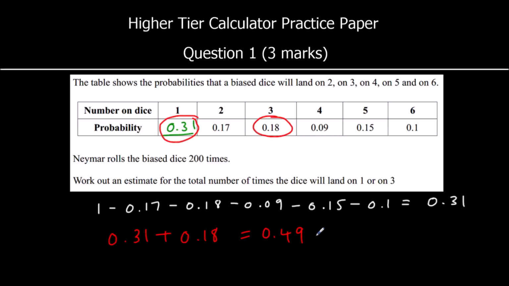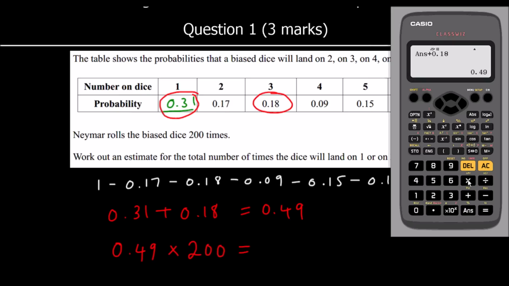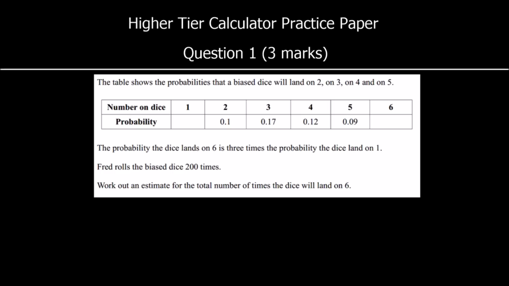If we roll the dice 200 times, how many do we think we'll get? How many 1s or 3s? So the probability times the number of trials, 0.49 times 200 is 98. So 98 times. And one for you to try. So pause the video and give it a go.